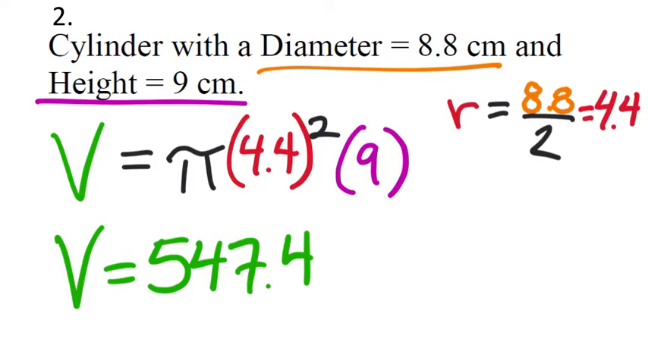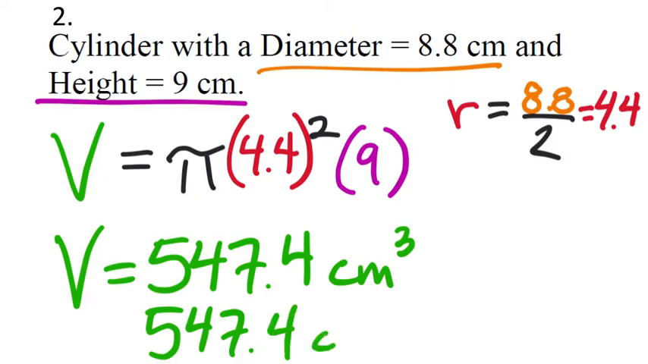And since this is volume, and this is important, volume is 3-dimensional. So you can put, if you'd like, centimeters to the power of 3 because it's 3-dimensional. Or if you'd like, you can put 547.4 and you can just write it as cubic centimeters. It means exactly the same thing.